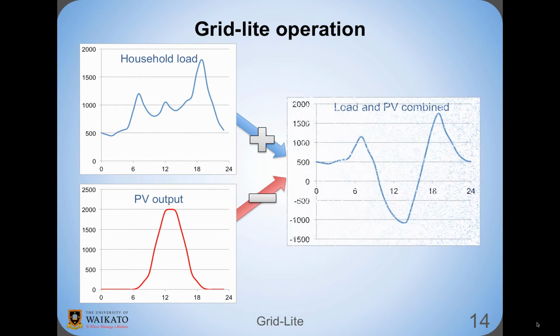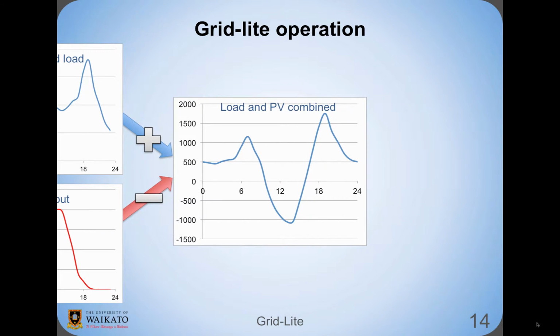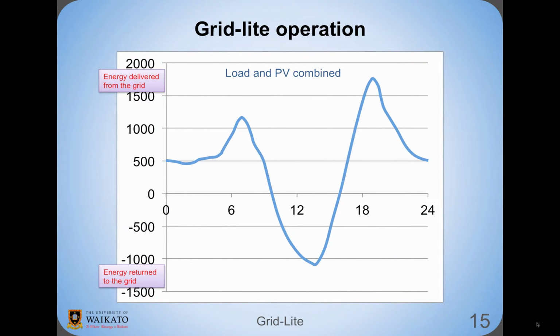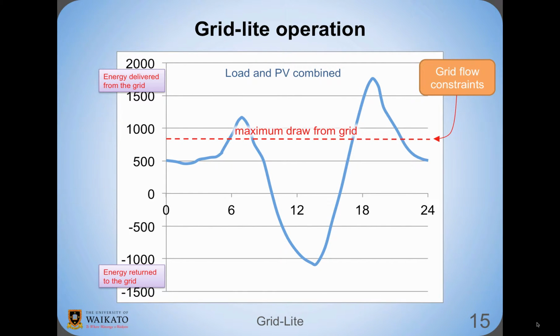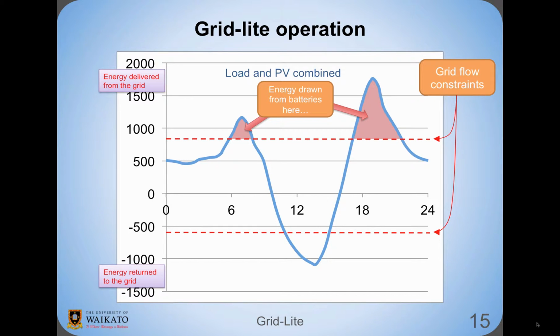If we combine these together, we see the periods, those above zero, when there is a demand on the grid, and the period in the middle of the day, below zero, when the house would be in surplus and wanting to store energy back to the grid. But with GRID-LITE, we have grid flow constraints. Let's suppose our maximum draw is 800 watts, and our maximum upload or feed-in is, say, 600 watts. To meet those constraints, the system needs to draw energy from the batteries when the download constraint is exceeded, or perhaps defer some of the load if there's not enough energy available in the batteries.